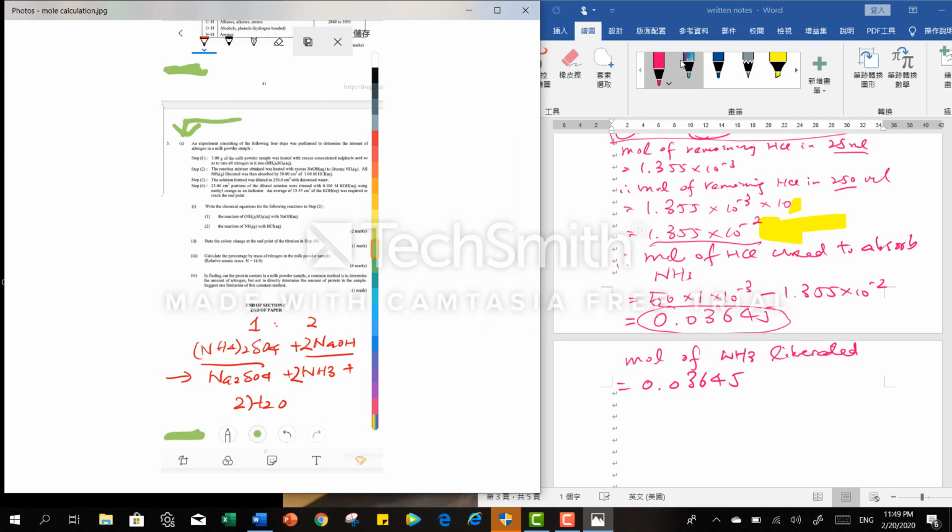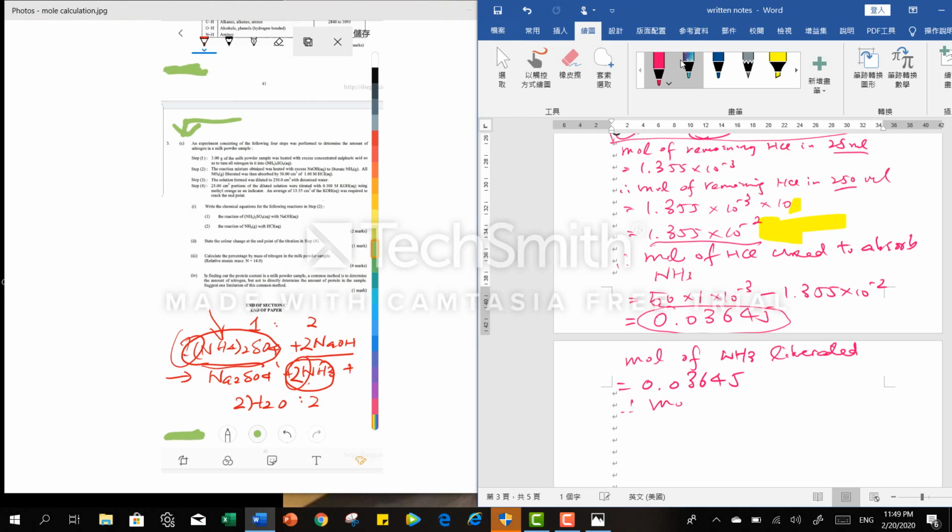Then we go back to this equation. Now ammonia and this compound is 2 to 1. Can you see? 2 to 1. So therefore, the mole of (NH4)2SO4 is 0.03645 times 1 over 2. Okay? It's this number.